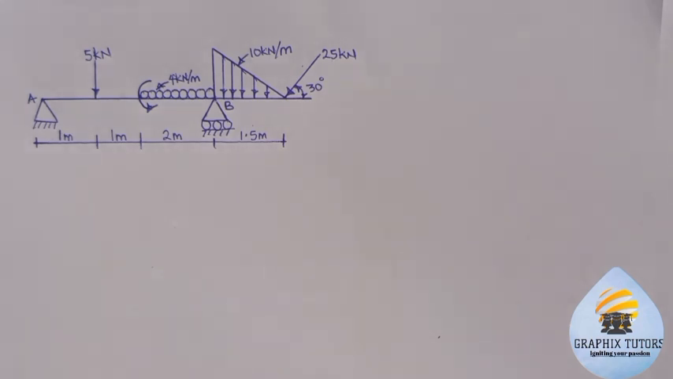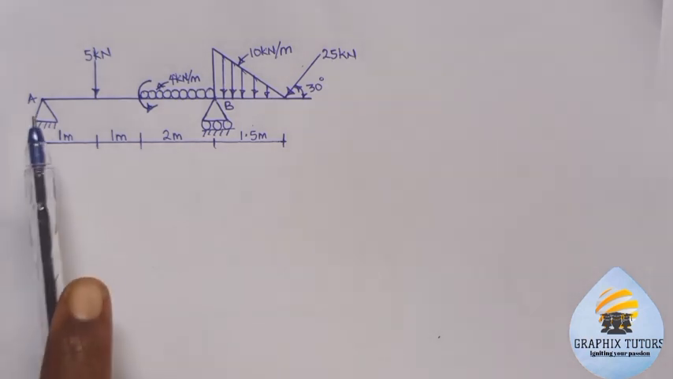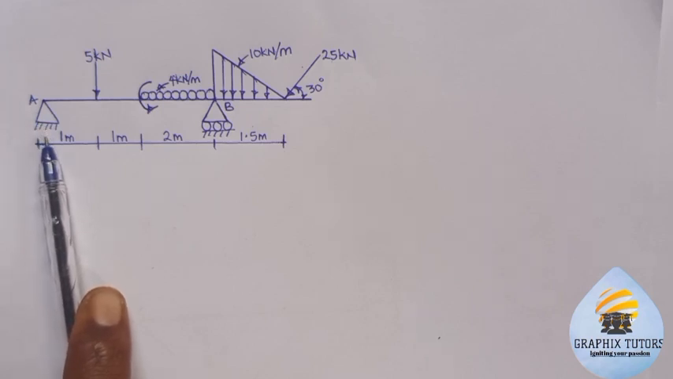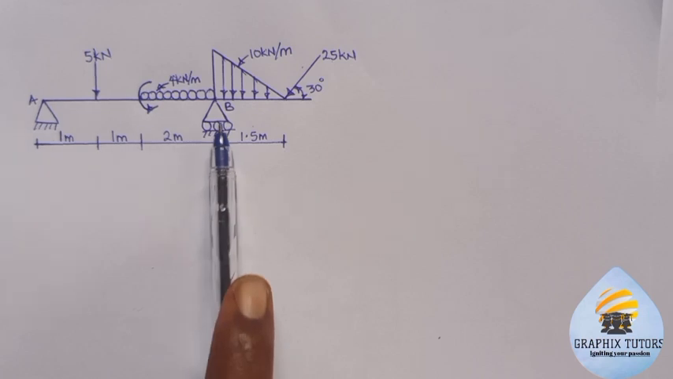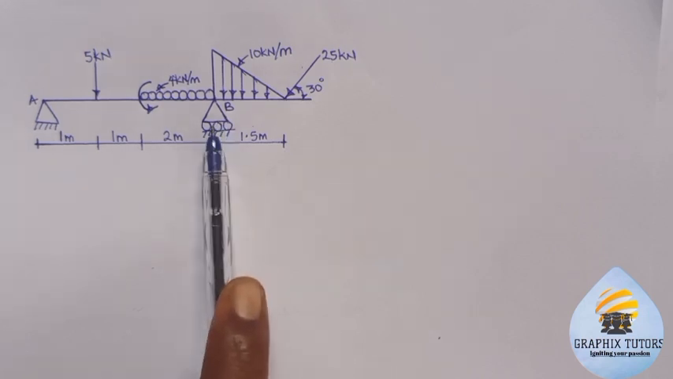In this video, we are to solve the reactions involved in this system. If you look at this system, it is an overhanging beam that has two supports. One support at A is called the pin support or the hinge support. Another one at point B is called the roller support.